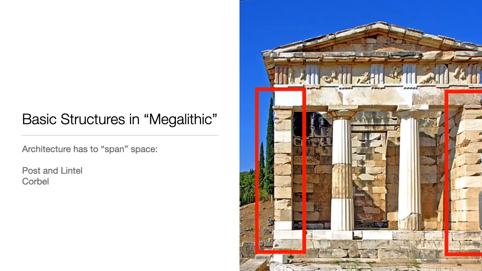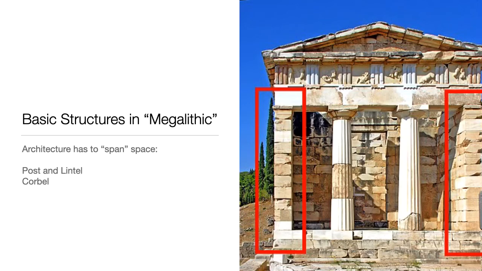Basic structures that we're going to see in this megalithic time period are post and lintel and corbelling. Architecture essentially is a structure that has to span some level of space. We want to be able to get under it for shelter. In the case of a tomb, we want to protect the body. Post and lintel is the most basic.